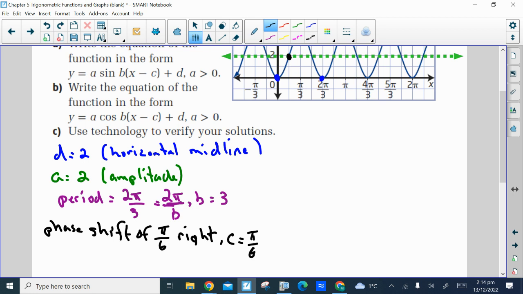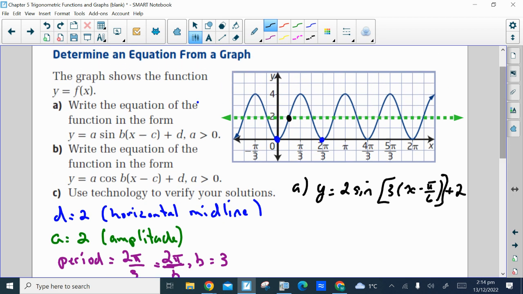So now we can write our entire equation. Y equals A is 2 sine, our B value is 3, bracket. The value of C is positive pi on 6. Remember the general equation is x minus C. So when you put a positive value in for C, it stays x minus. And our D value is plus 2. So there's that equation.